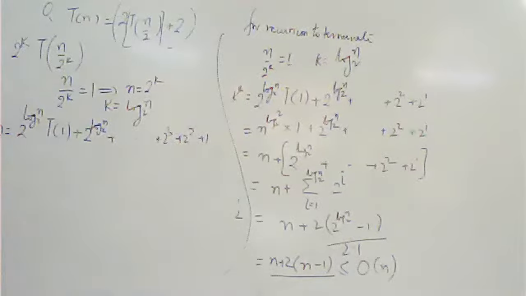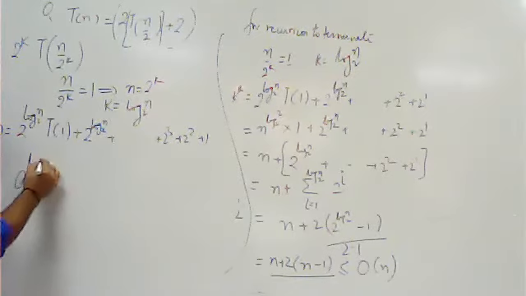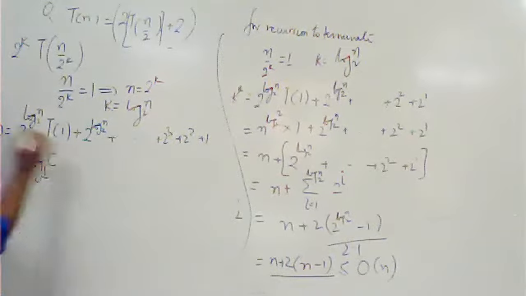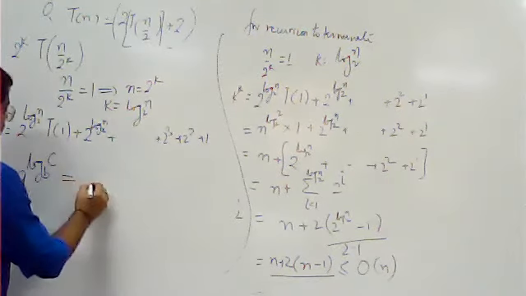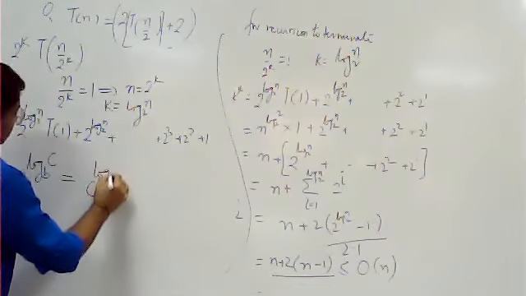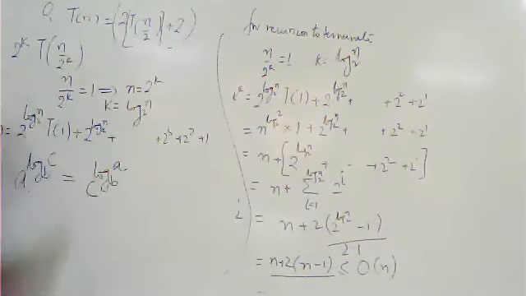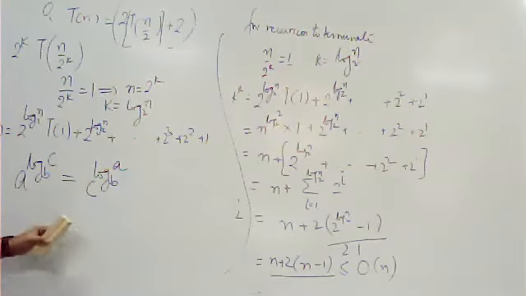Okay. Now, a very important formula. If we have a to power log b base c, then this is equal to c to the power log b base a. If we have a to power log b base c, this is equal to c to power log b base a.